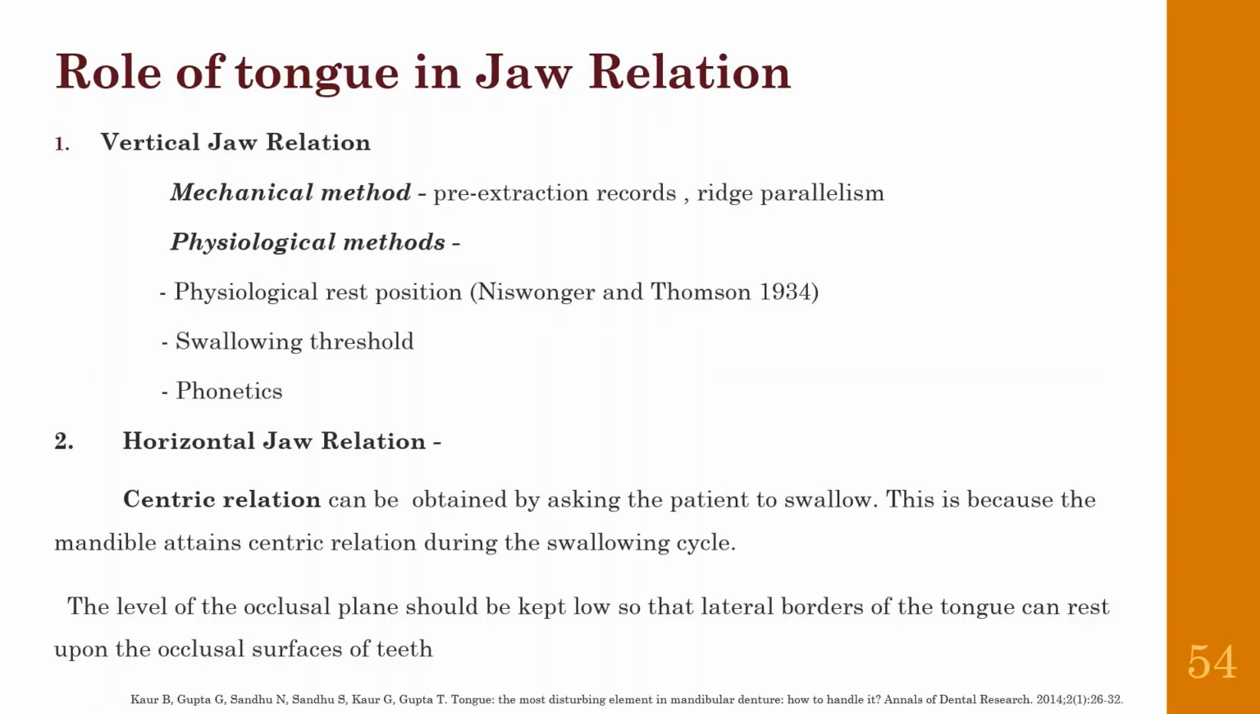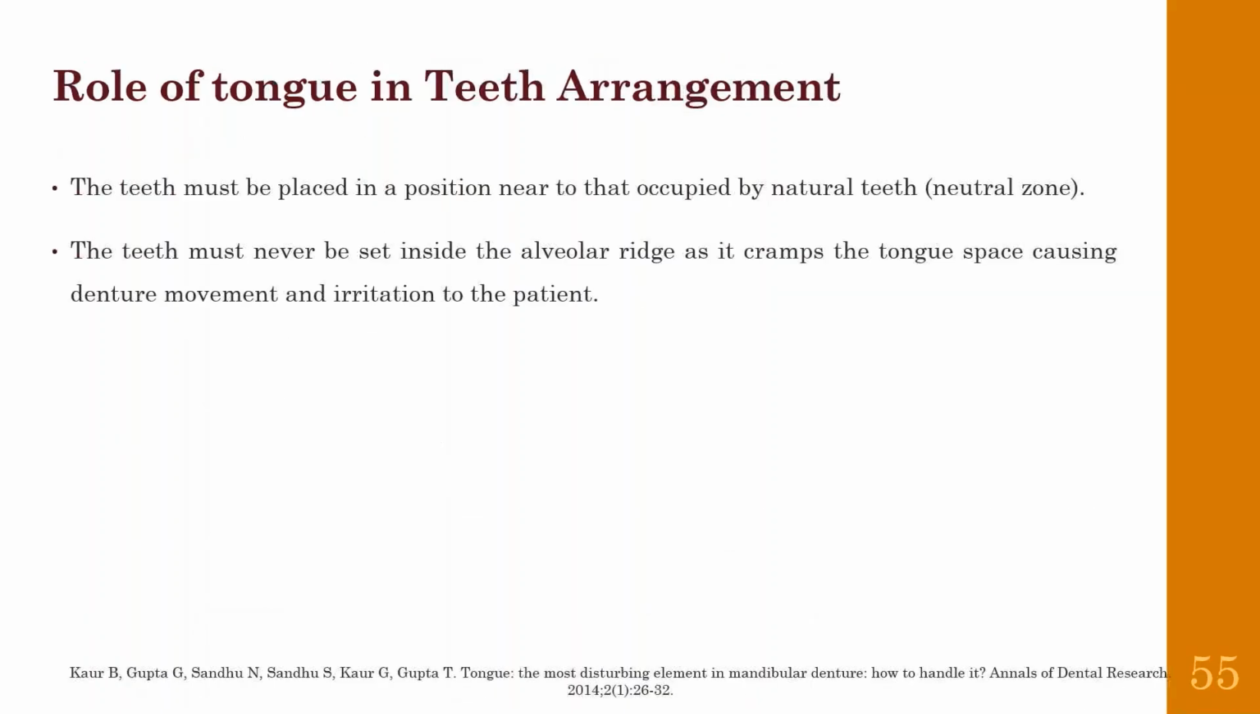The role of tongue in jaw relation. Recording vertical jaw relation with swallowing threshold and phonetics is done majorly with the help of the tongue. The horizontal jaw relation, the centric relation, can be obtained by asking the patient to swallow. This is because the mandible attains centric relation during the swallowing cycle. The level of the occlusal plane should be kept low so that the lateral borders of the tongue can rest upon the occlusal surfaces of teeth.